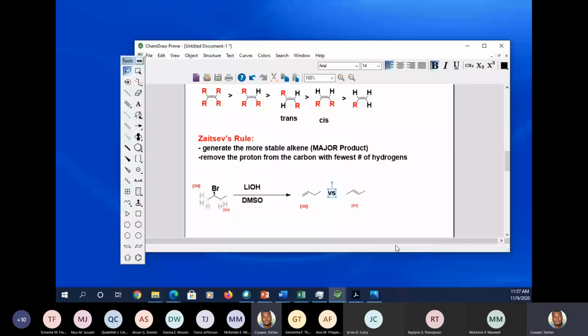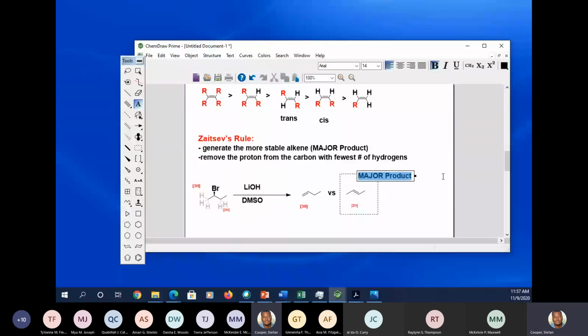Can you guys tell me, out of these 2 potential products, which one is the most stable product? The left or the right? The one on the right. Yeah, the one on the right, right? Very good. How do I know that? So this right here is the major product.